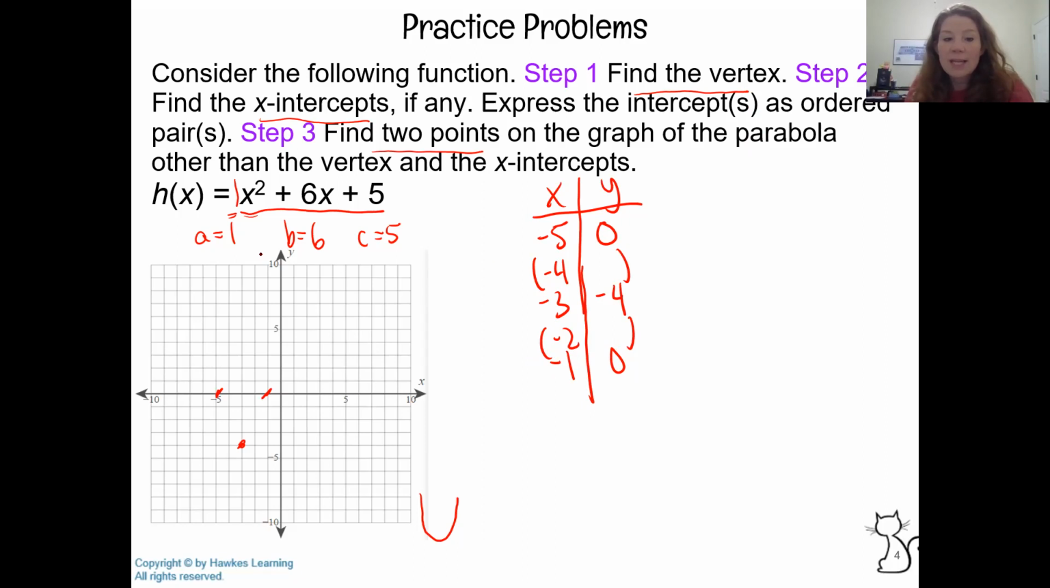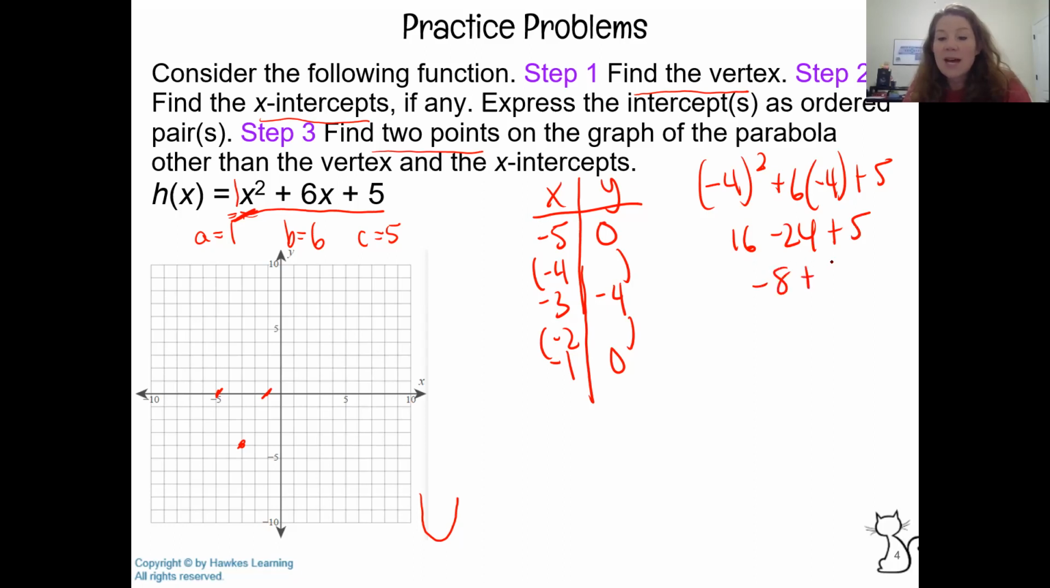So we're going to plug in negative 4 for x. So we're going to do negative 4 squared plus 6 times negative 4 plus 5. Negative 4 squared is 16 minus 24 plus 5. So that would be negative 8 plus 5 and y equals negative 3.